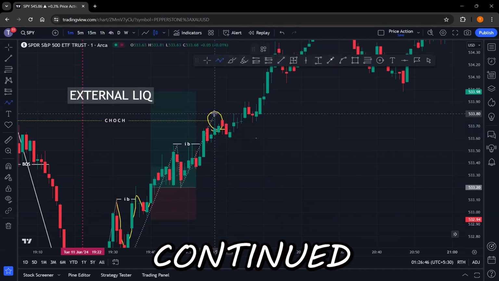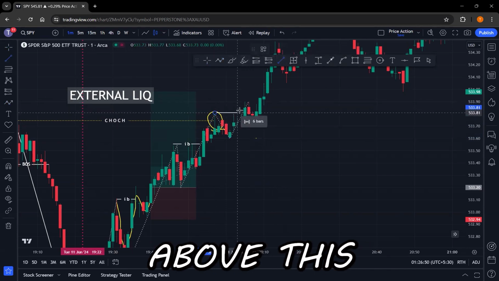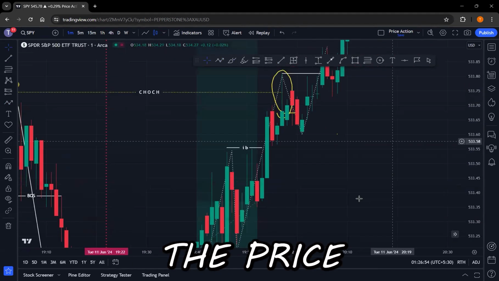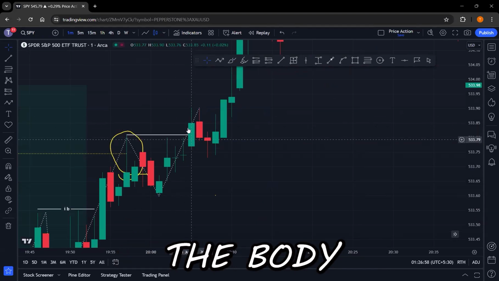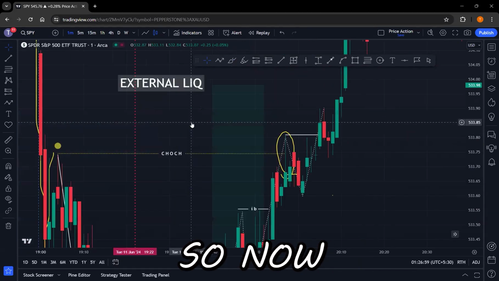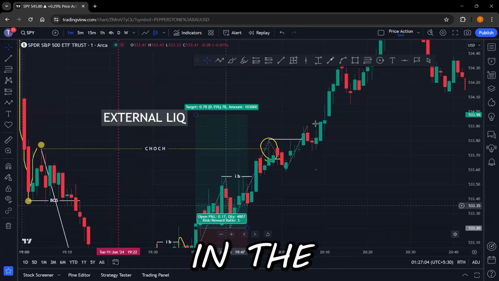So price actually continued this internal structure and finally gave us a breakout with the body confirmation. So above this high, as you can see, the price over here took out this major liquidity, the external liquidity, with the body confirmation. The body actually closed above this candle. So now what can we say? That this is a pure chalk in the market, and the price is now in the upside direction.